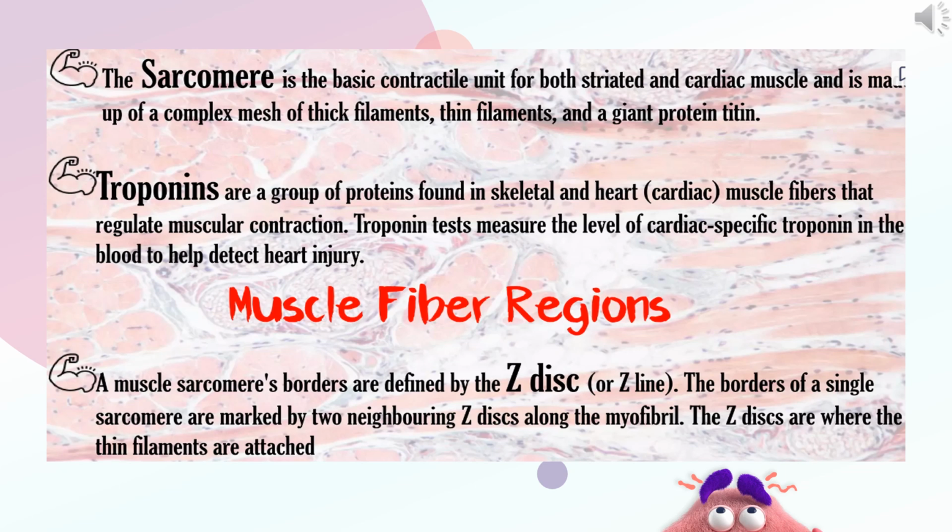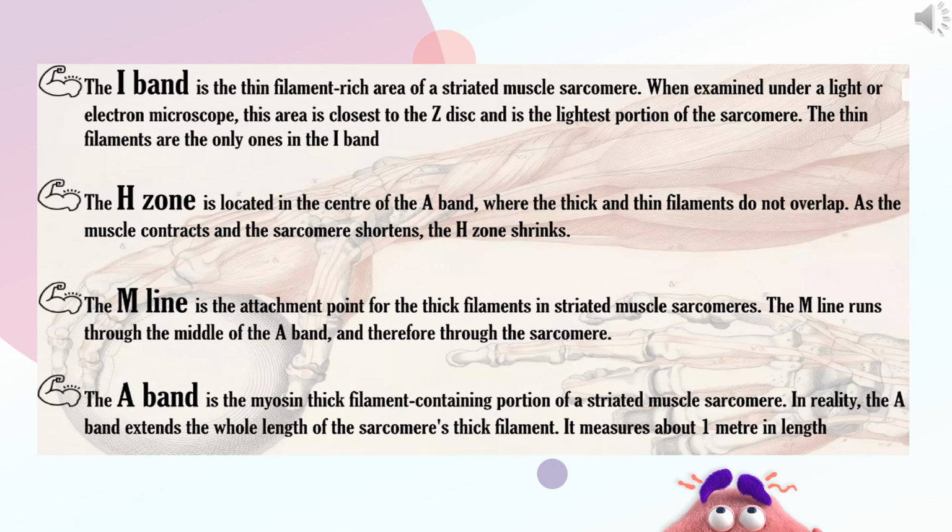Muscle fiber regions. A muscle sarcomere's borders are defined as a Z disc or Z line. The borders of a single sarcomere are marked by two neighboring Z discs along the microfibers. The Z discs are where the thin filaments are attached. The I band is a thin-filament-rich area of a striated muscle sarcomere. When examined under a light or electron microscope, this area is closer to the Z disc and is the lightest portion of the sarcomere. The thin filaments are the only ones in the I band.